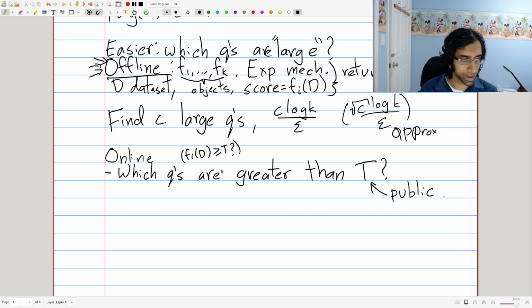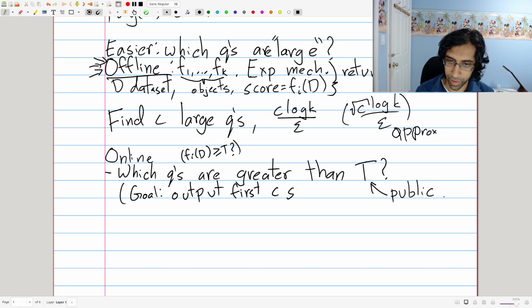We're given a sequence of K sensitivity 1 queries, and the goal is to identify which ones are greater than T. We're going to have some specified C where we're trying to find the first C queries which are greater than the threshold T, and then the algorithm will halt. So let me just write that down. The goal is to output the first C such queries.